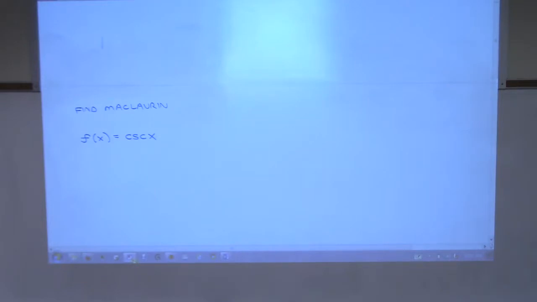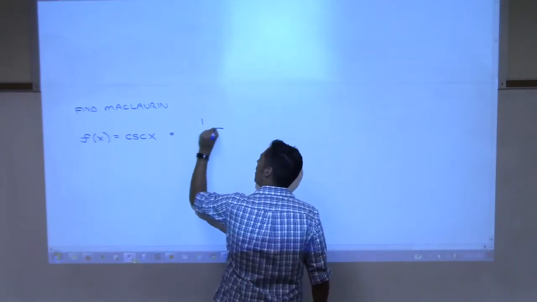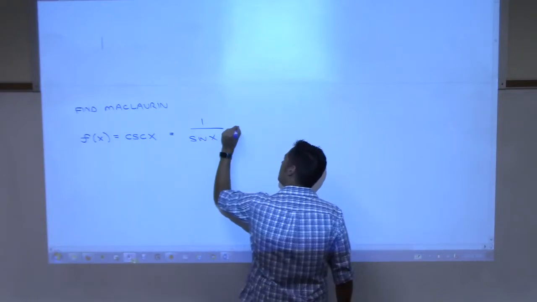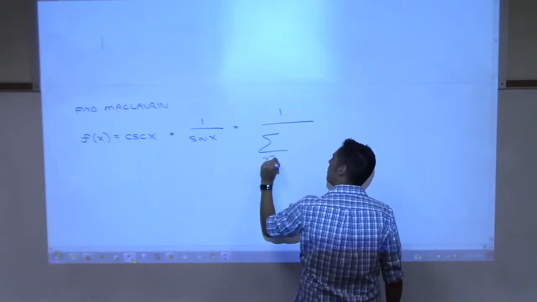I just want to know the Maclaurin series for this. This is 1 over something. One over sine. So we don't have a Maclaurin series right now for cosecant. We have a Maclaurin series for sine, don't we? So isn't this just 1 over sine x? And isn't that just 1 divided by the infinite series?